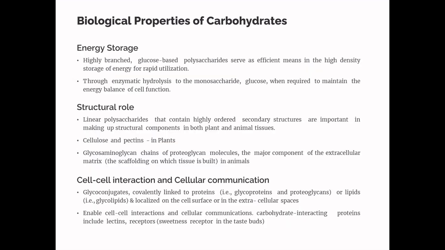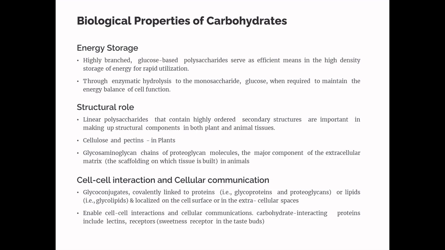With reference to the biological properties of carbohydrates, they are the best energy storage systems. Highly branched glucose-based polysaccharides such as starch and glycogen serve as efficient means of stored energy which is used for rapid utilization. Through enzymatic hydrolysis of these molecules to the monosaccharide glucose, we can maintain the energy balance of cell function.